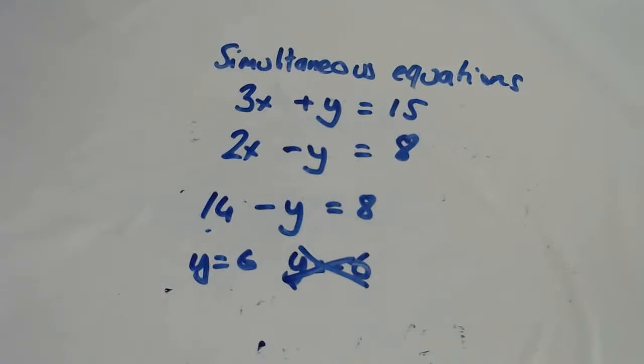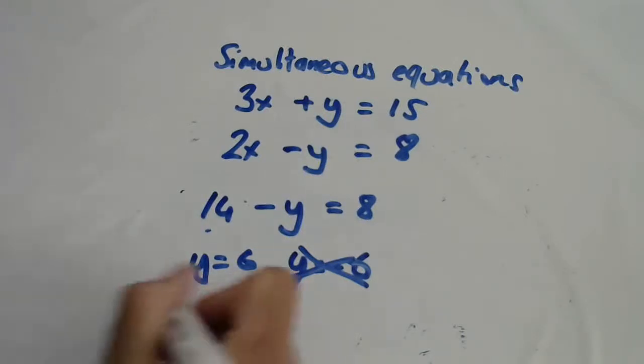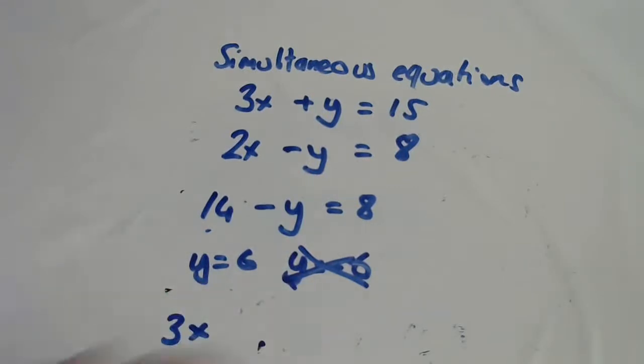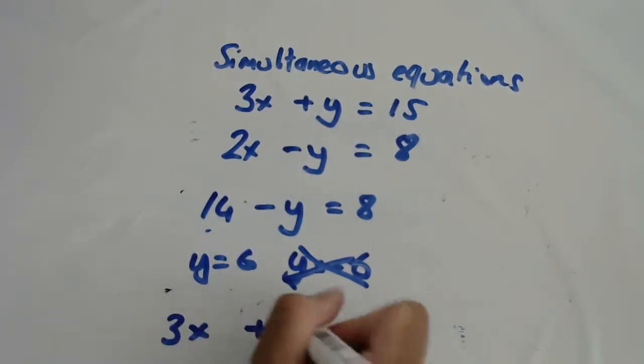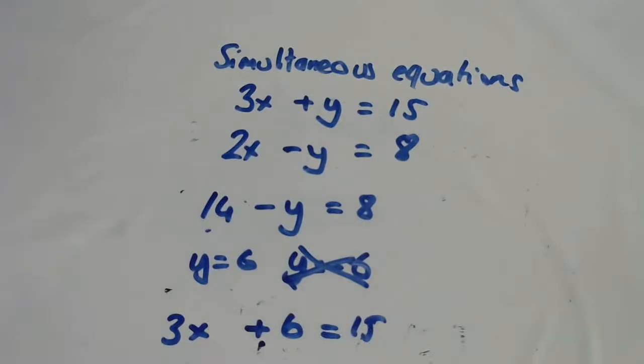That was done reasonably well. Well done, man. All right. I'll give Harris a second just to catch up. But the top equation, what about the top equation? Oh, if you put it in the top equation, doesn't make a slight bit of difference. You've got 3x plus 6 equals 15.